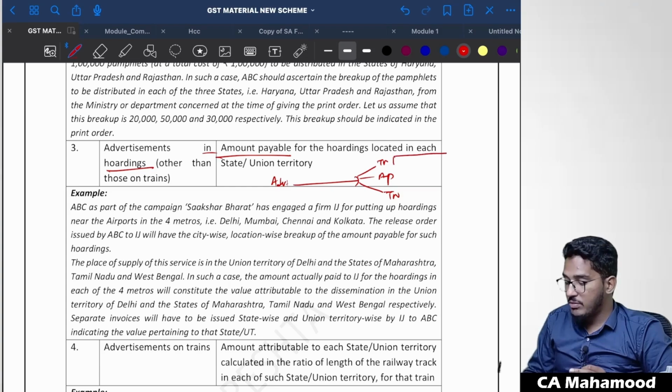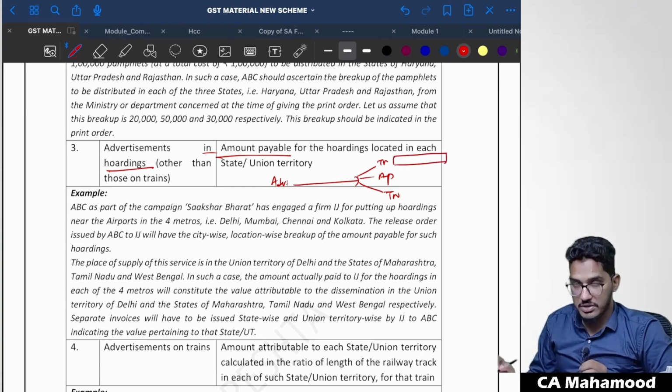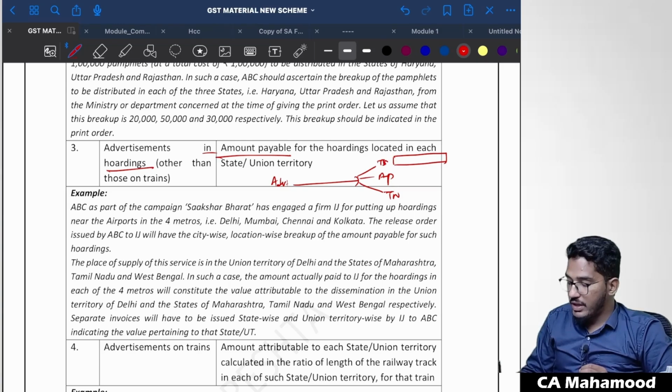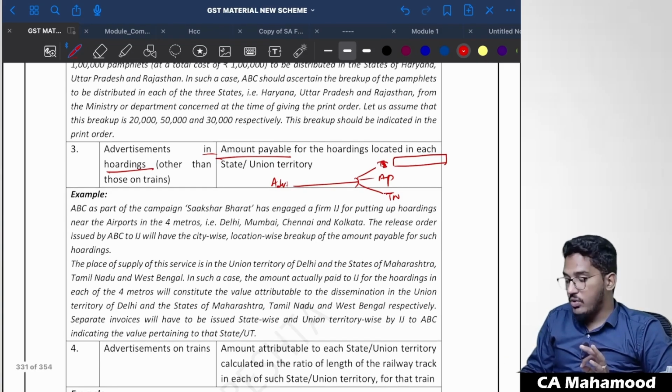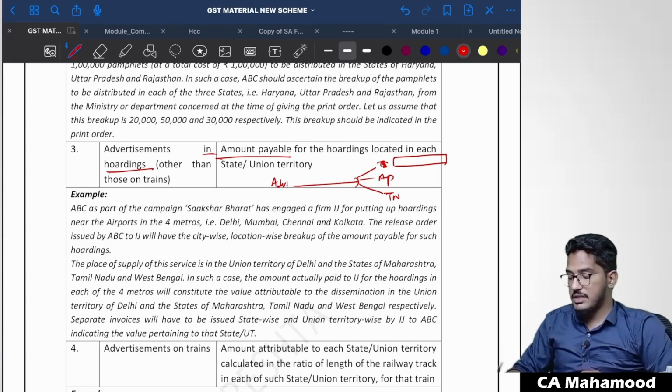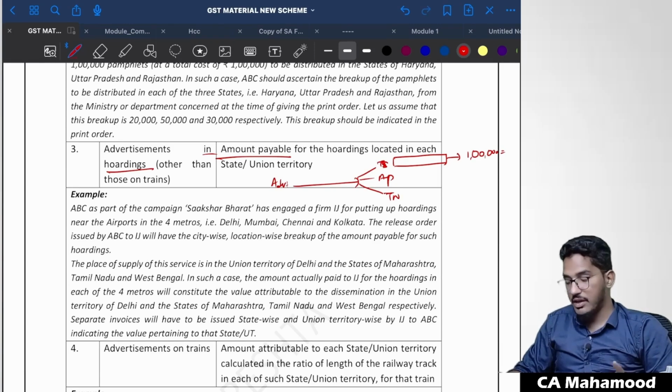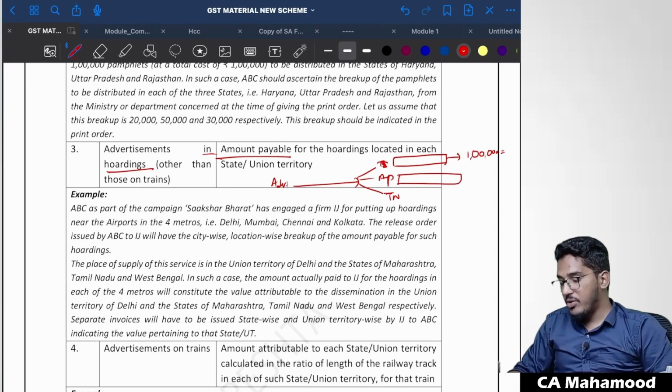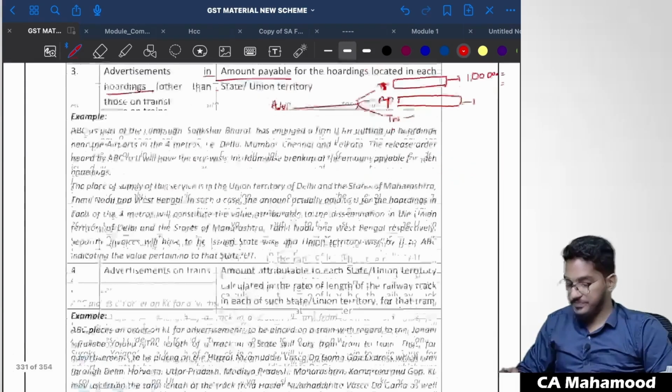Now, how to determine the place of supply, sir? You have to determine how much total value is paid for all the hoardings in the Tamil Nadu location, for example, for all the hoardings in Telangana. Throughout Telangana state, for the entire hoardings, the amount collected was 1 lakh rupees. For this 1 lakh rupees, the place of supply will be Telangana. Similarly, what is the total amount paid for display of advertisements on hoardings in the entire AP state? For that value, the place of supply will be AP. Same thing will happen in the case of Tamil Nadu as well.